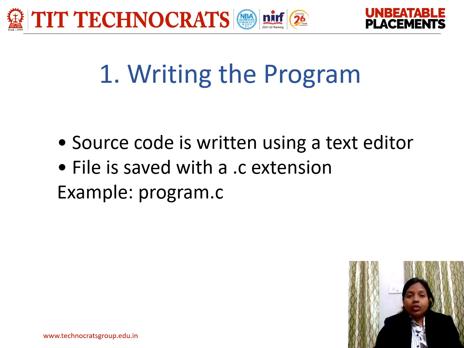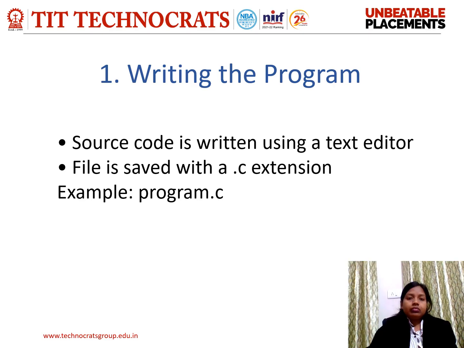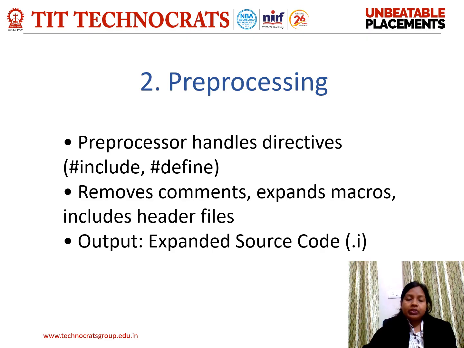Okay, writing the program. Source code is written using a text editor. The file is saved with the extension .c. If a program is written in C++, then what is the extension? .cpp. What does preprocessing do? The preprocessor handles directives like #include, #define, removes comments, expands macros, and includes header files.